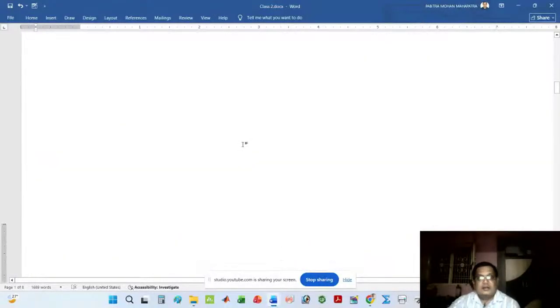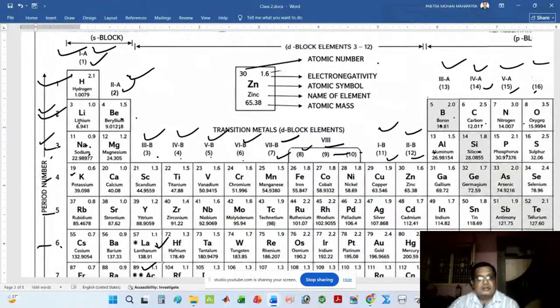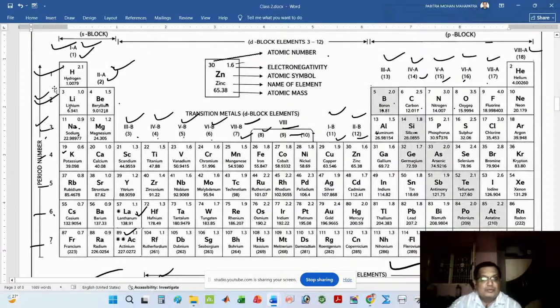Let me see whether they are arranged or not. Look at that. If you think about the first period, that is one row, you can find hydrogen and helium. Hydrogen has atomic number 1, helium 2. Next, move to lithium, atomic number 3. Next, beryllium, having atomic number 4. Next, you can think about boron, atomic number 5.